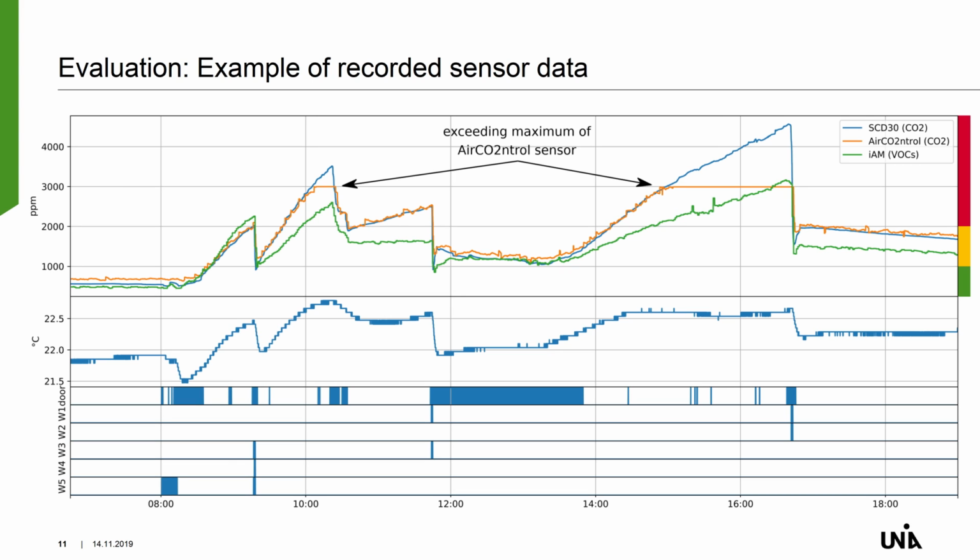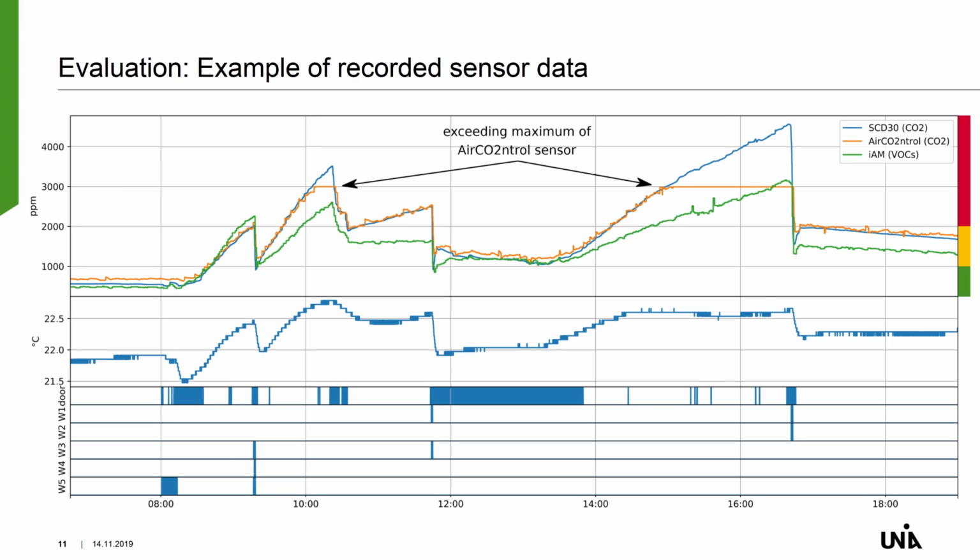In this case, we selected a day in February 2019, where very bad air quality occurred in the room. At this time, the ambient lights were not yet activated. On the top, the sensor data of the three gas sensors are visible. It can be seen that they are quite similar, especially the two carbon dioxide sensors in blue and orange. This was a quite unusual case where the maximum range of one of the carbon dioxide sensors was exceeded.